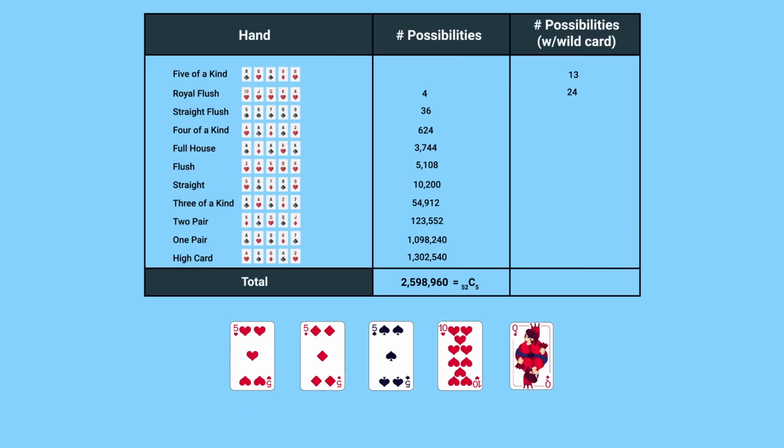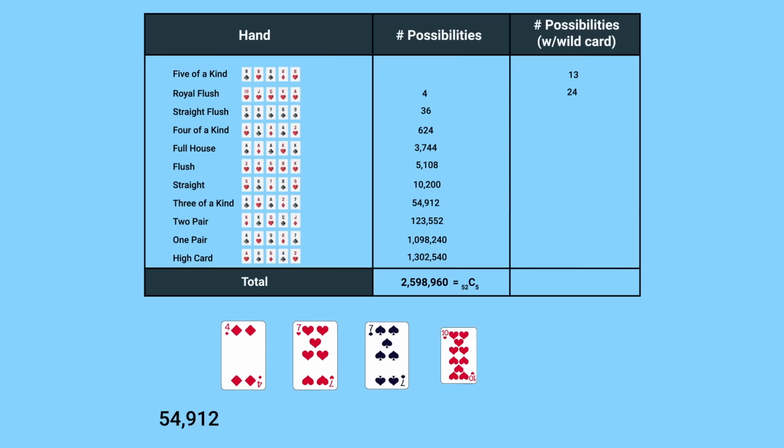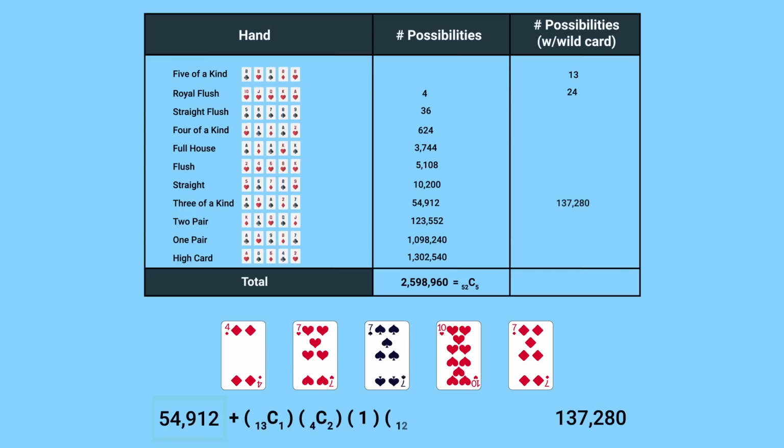You can get it normally with no jokers, and as we saw, there are 54,912 ways to do so. But now we got to include all the hands that have a single pair along with a joker. Those are always 3 of a kinds. So doing the math, you get a total of 137,280 ways to now get a 3 of a kind. For those who care, that is found with this here. The normal ways to get 3 of a kind, plus all possible 1 pair plus joker hands.